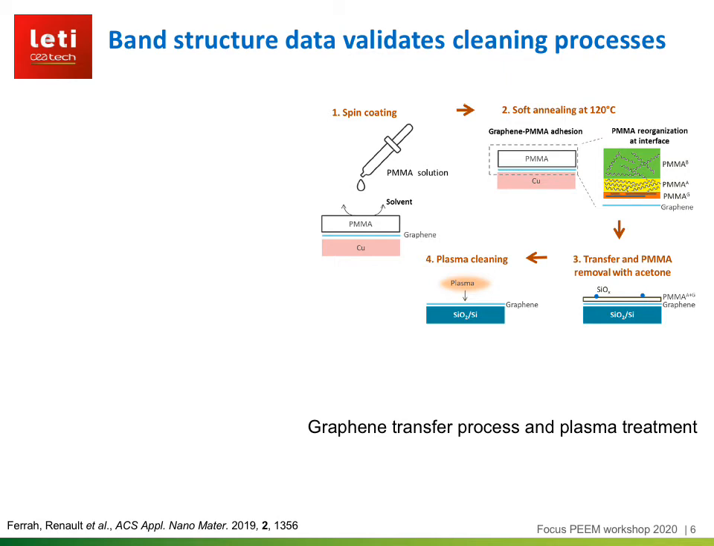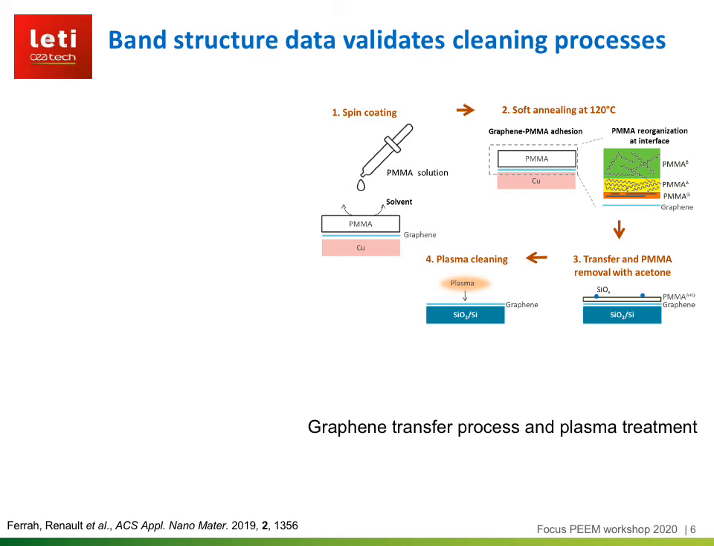And to do that, we use most of the time a polymer in the form of PMMA, which needs to be removed totally from the graphene surface after the transfer process. So step number 3 is actually the transfer process of such a graphene after partial PMMA cleaning, but there is still some PMMA residue.